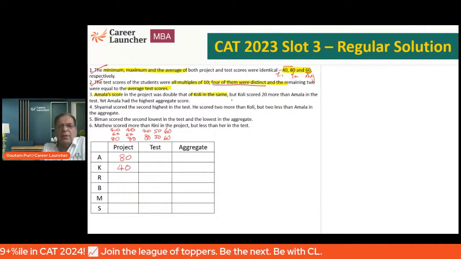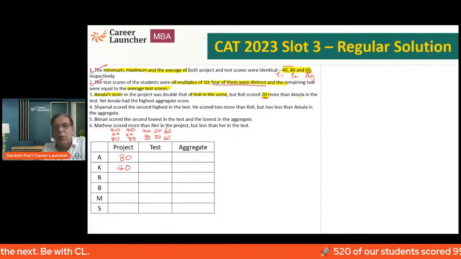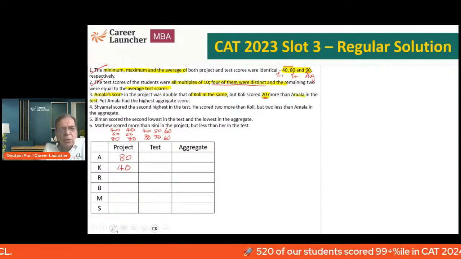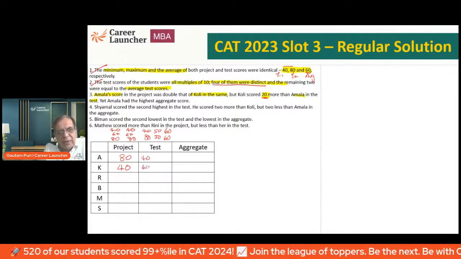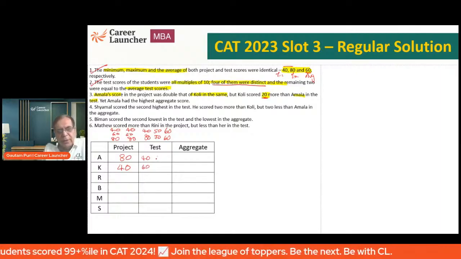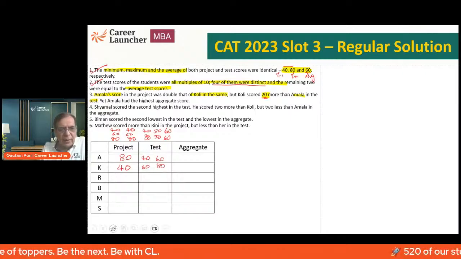Second, Kohli scored 20 more than Amla in the test. So Kohli has 20 marks more than Amla in the test. So what are the possibilities? This could be 40 and 60, or it could be 60 and 80. Two possibilities. We don't know which of the 2 is correct, but these are the 2 cases.